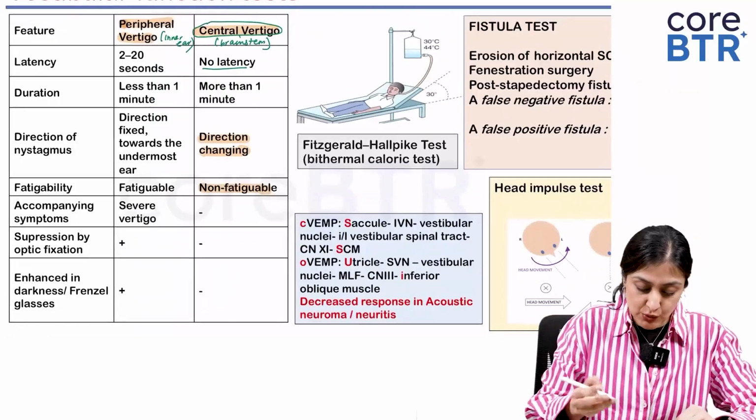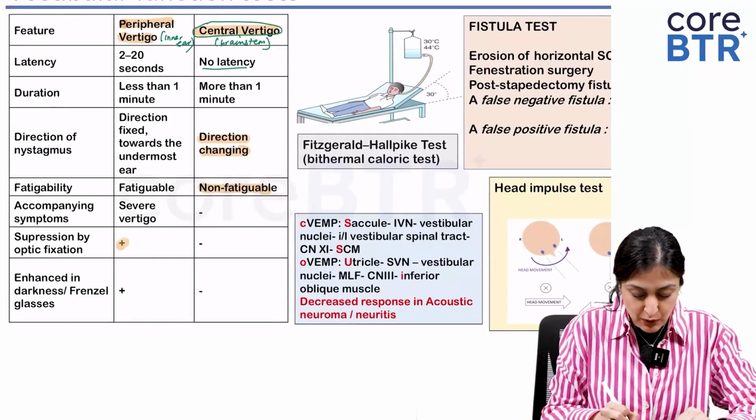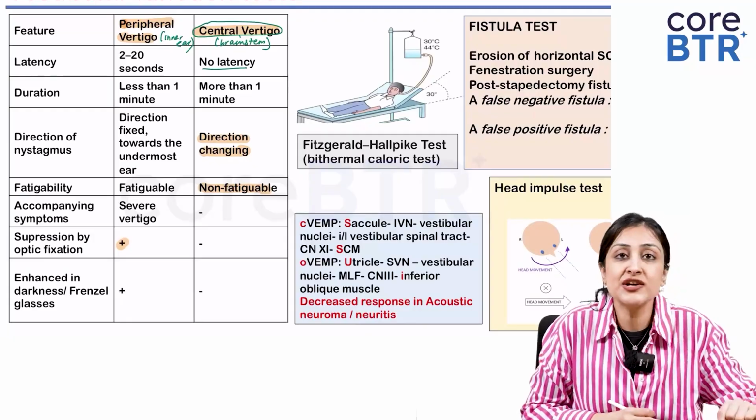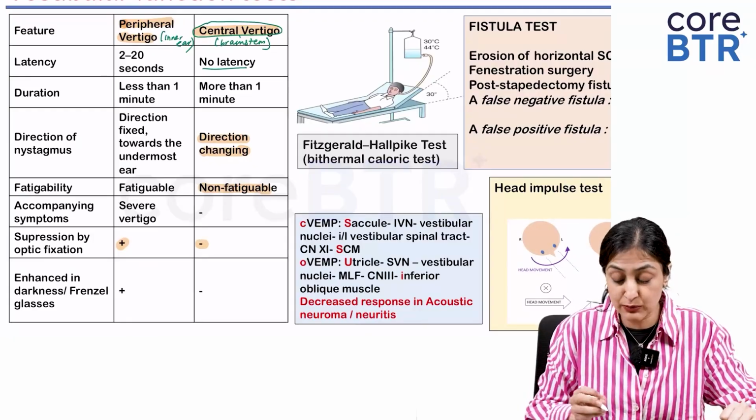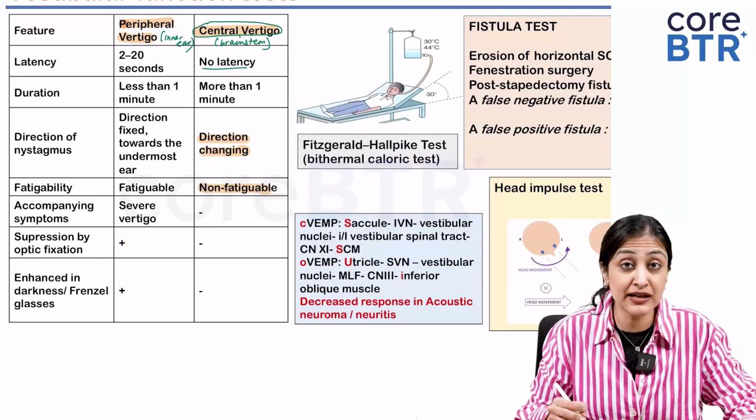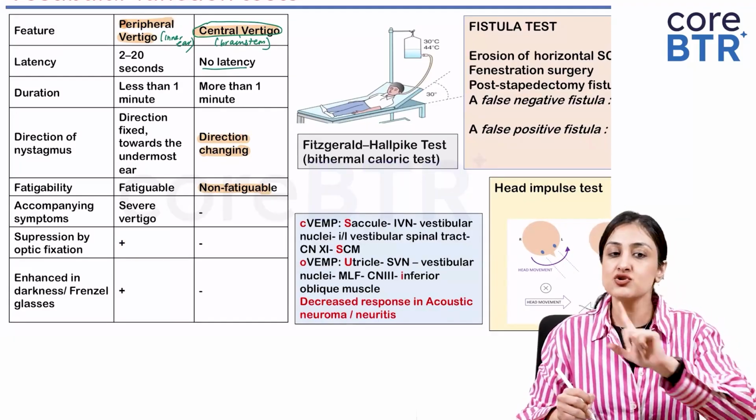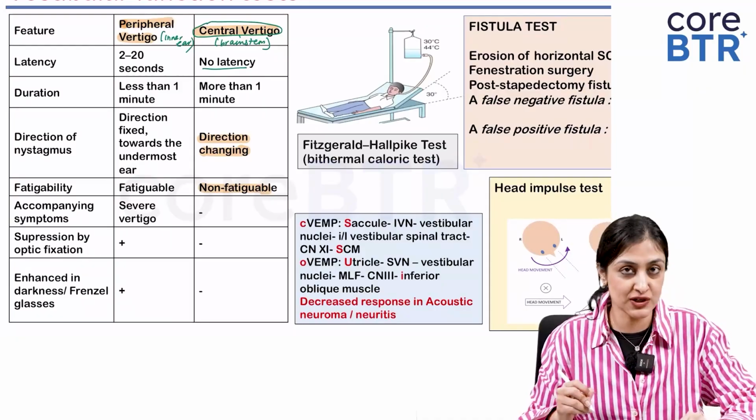Apart from that, look at two more buzzwords. So, suppressed by optic fixation. That can't be in a central lesion. If you see somebody very, very beautiful, will you sit and stare at them or will you study? You will study. So no optic fixation, suppression of studies, okay?